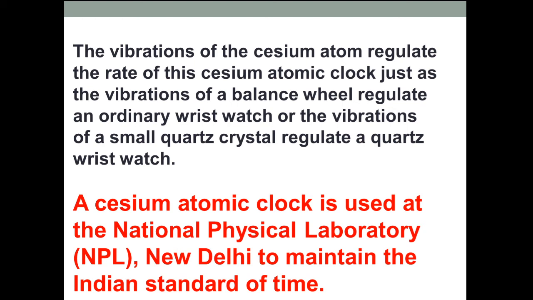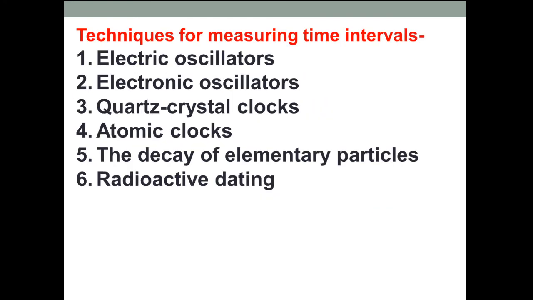A cesium atomic clock is used at the National Physical Laboratory, NPL, New Delhi, to maintain the Indian standard of time. There are some techniques for measuring time intervals. First is electric oscillator. In this, we make use of an alternating current to run synchronous motors whose rotations can be translated into a time scale on a suitable dial.